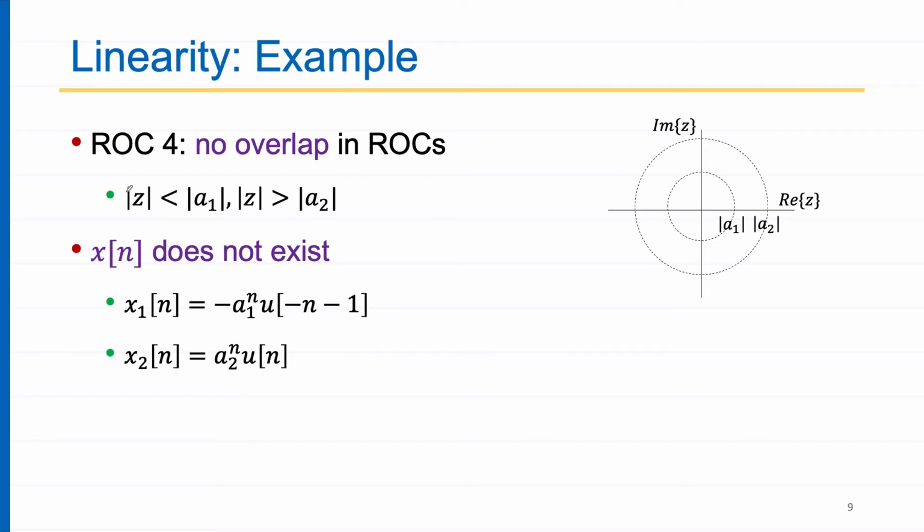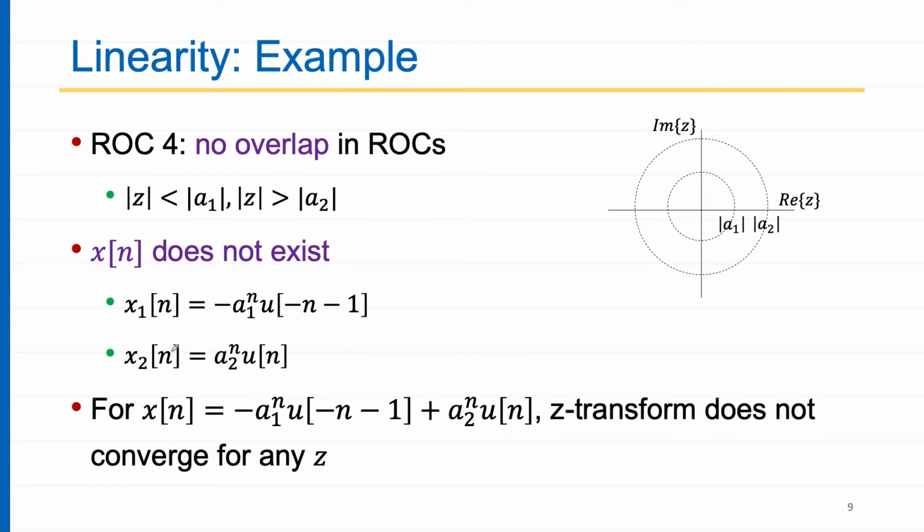If I just translate, x1 is for |z| less than |a1|, so it is a left-handed sequence, and |z| greater than |a2| means it is a right-handed sequence. But there is no z for which x1 plus x2 converges. Basically, the z-transform does not converge for any z for this sequence, right? Here, given that |a1| is less than |a2|, such an inverse transform is not possible. So basically only three inverse transforms are possible, but this case is not possible.